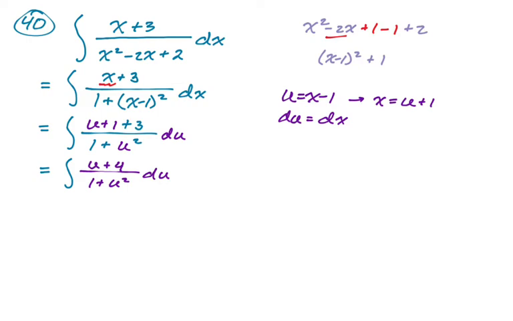Now, I need to break this up into two separate integrals. The way that I know to do that is experience. If I let w equal the whole denominator, 1 plus u squared, then I would just get 2u du, and I have this plus 4. I'm going to break it up into multiple integrals.